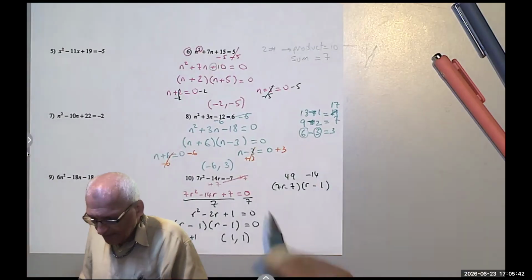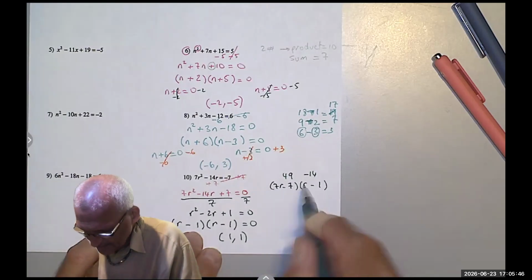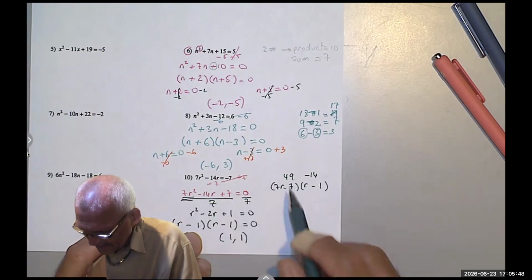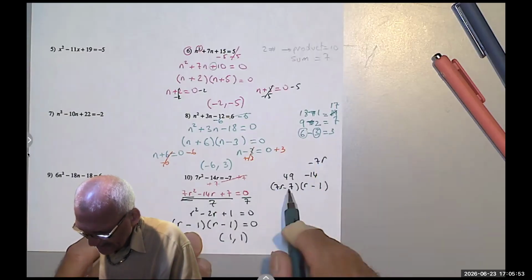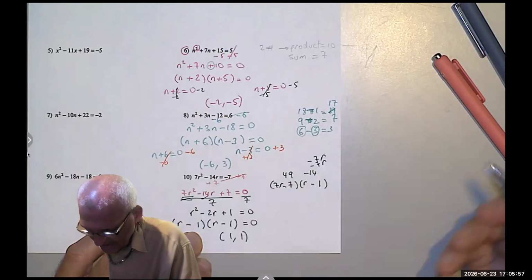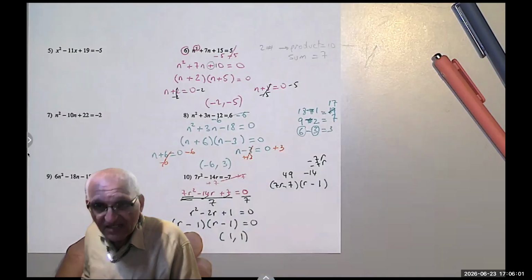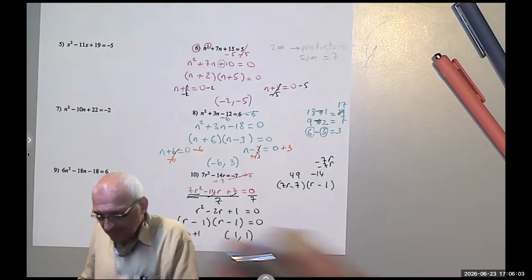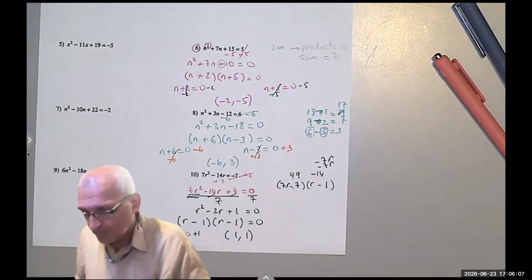So when I multiply these element by element, I get 7r times r is 7r squared. And then I have 7r times negative 1 is negative 7r. But I have negative 7 times r is another negative 7r, which is the negative 14r. And then negative 7 times negative 1 is positive 7. But definitely I would divide by 7 and make the problem easier to begin with.